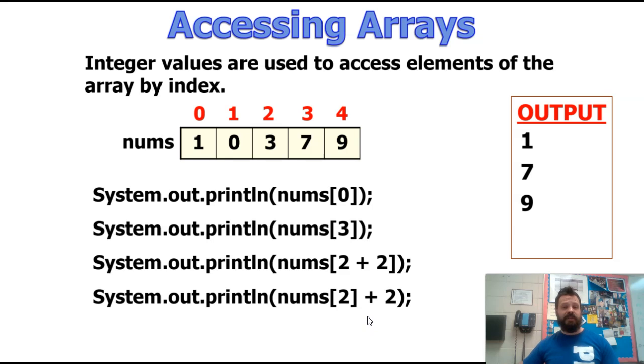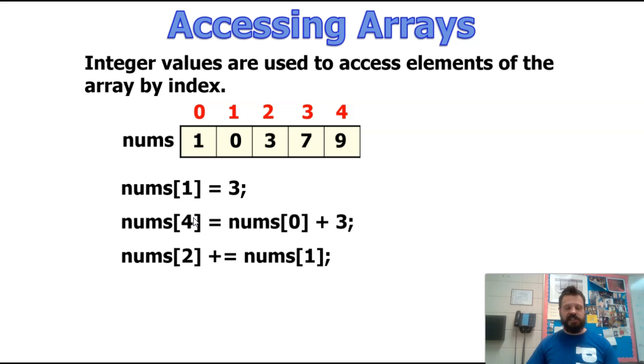Or we could add math after we've made the call to the value in the array. Nums at 2, which is 3, plus 2 should give me 5. Again, the advantage here is, rather than having 5 different variables stored, I'm able to access all these different values by just referring to nums and its index.